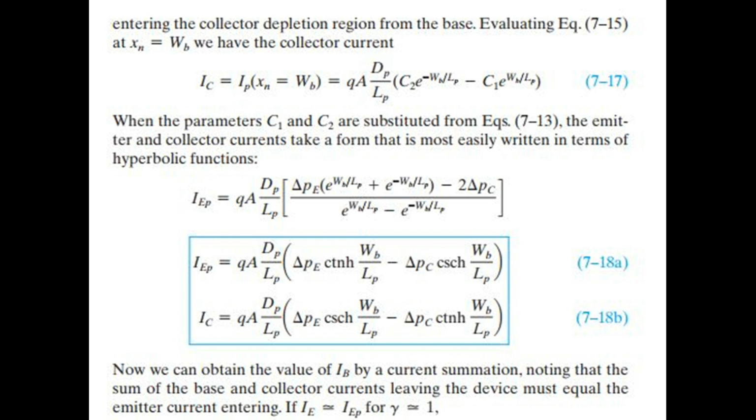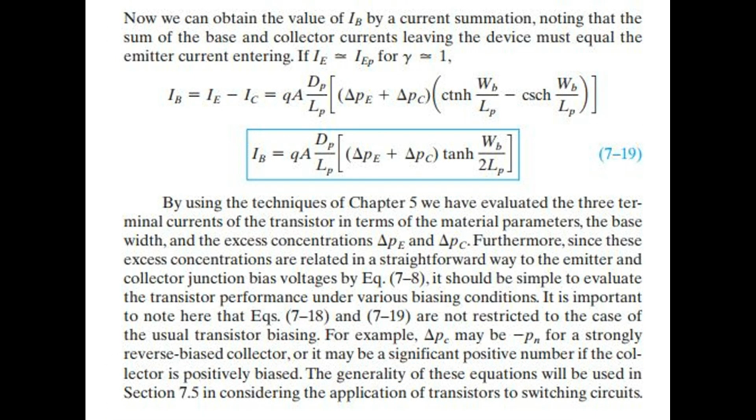Now we can obtain the value of I_B by a current summation, noting that the sum of the base and collector currents leaving the device must equal the emitter current entering. By using the techniques of Chapter 5, we have evaluated the three terminal currents of the transistor in terms of the material parameters, the base width, and the excess concentrations p_E and p_C. Furthermore, since these excess concentrations are related in a straightforward way to the emitter and collector junction bias voltages by Equation 7-8, it should be simple to evaluate the transistor performance under various biasing conditions.